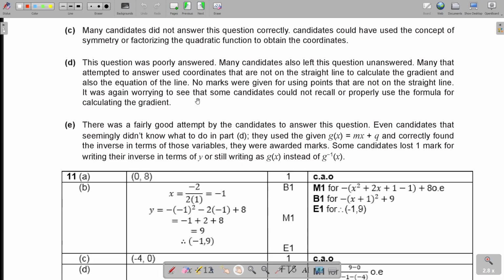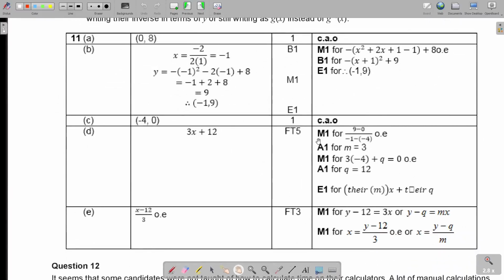It was again worrying to see that some candidates could not recall or properly use the formula for calculating the gradient. Again, I can advise teachers to make a formula sheet as you go through the book or the syllabus, and by the end of the year make sure your students know all the different formulas. Okay, but let's just see. There it was. So M for 1, and then for the answers, already 2 for that. Then to get the value of c, and then substituting, and then for the final answer.